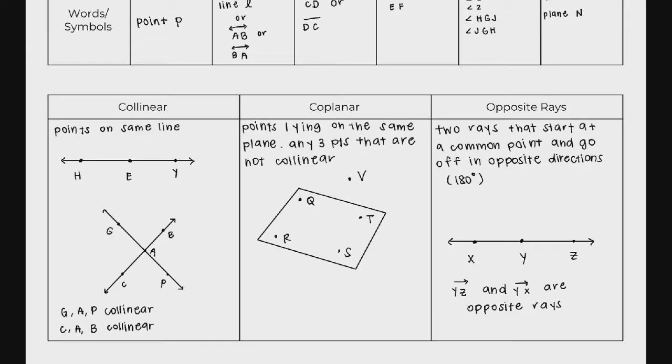Opposite rays are two rays that start at a common point and go off in opposite directions, and they're going to make a 180-degree angle. So in this example here, the common point is Y, and we have the ray YZ going in one direction, and we have the ray YX going in the other direction. So that means ray YZ and ray YX are opposite.